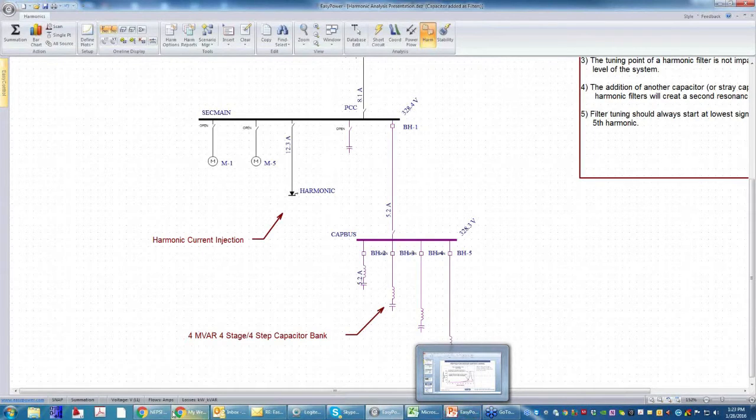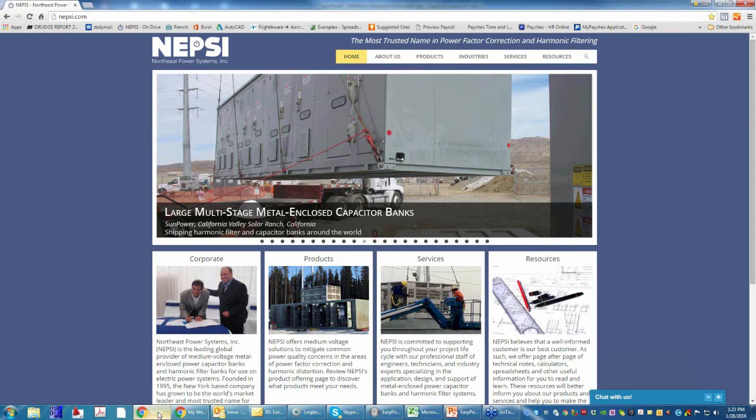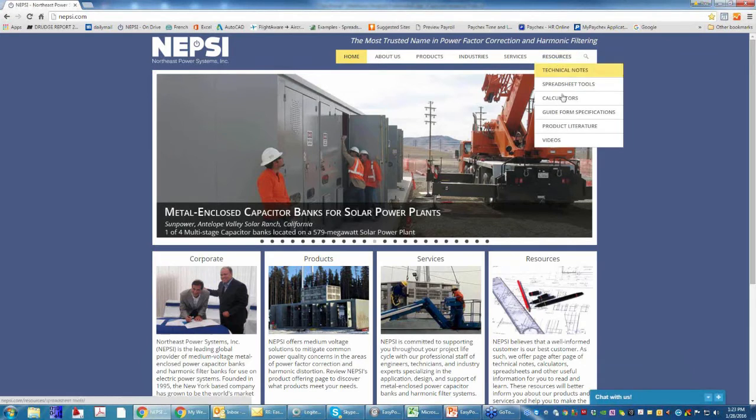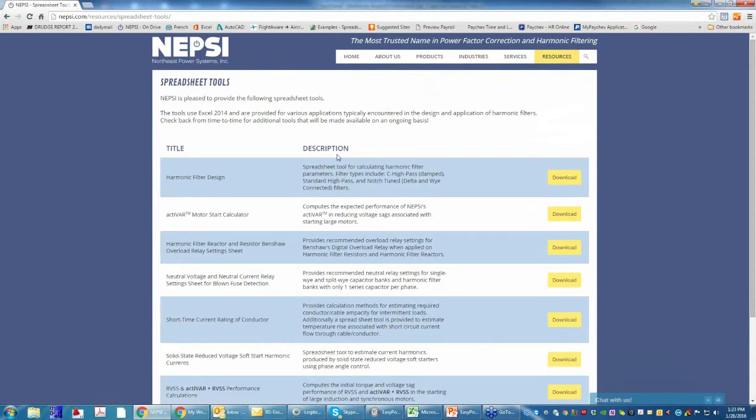We have a spreadsheet tool on our website that we allow people to download and take. I encourage you to check it out. It's located at nepsi.com. If you come in at the home page, and go over to the resource page under spreadsheet tools, we have a spreadsheet design tool called Harmonic Filter Design. It's a spreadsheet which I'm going to review with you now.